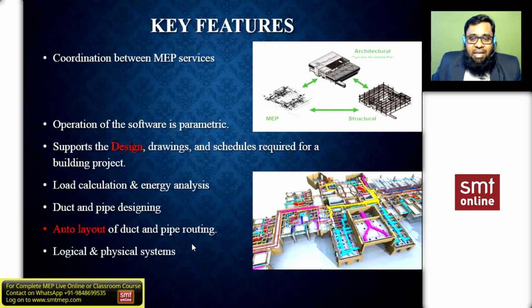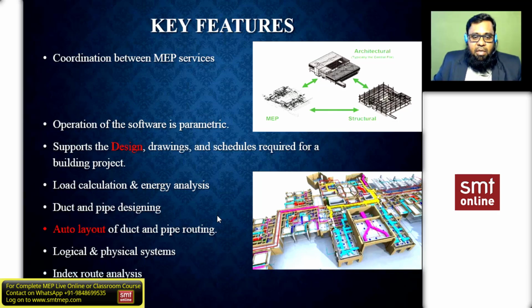Next option, logical and physical system. So in Revit, first we'll create the logical connection, then the physical connection. For example, we'll create the logical connection between the light fixtures and lighting panel, and then only you can deal with the wiring, and the load will update in the panel. In the same way, for mechanical service, we'll create the logical connection between the diffusers and AHU, then we'll deal with the ducting, then only the duct sizing can be done.